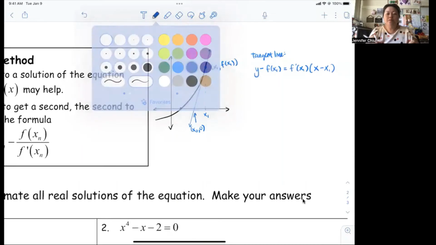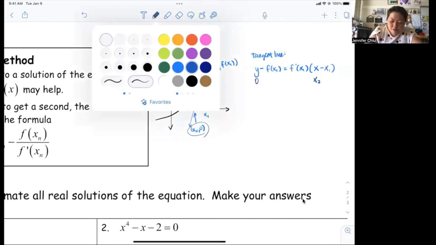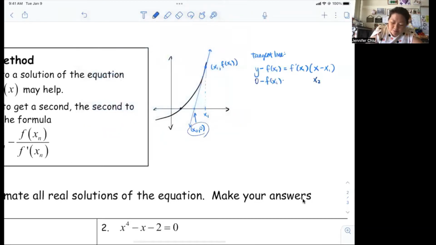We know then our tangent line is going to cross through this point right here, this x2 comma 0, because that will be the x-intercept that is a little bit closer to what we actually want. So we're going to plug that in as my x, y value. If I plug in my x value, x2, and my y value, 0, into my tangent line, I get negative f of x1 equals f prime of x1 times x2 minus x1, right? Okay, I'm going to solve for x2.